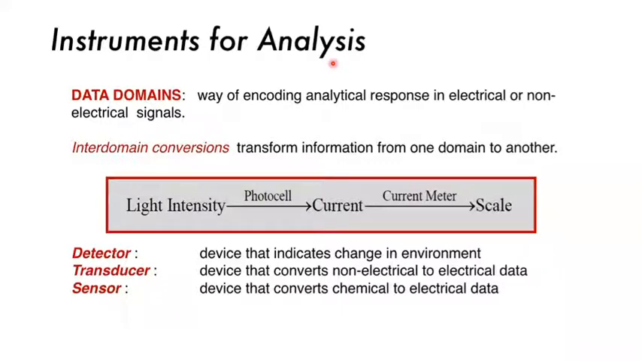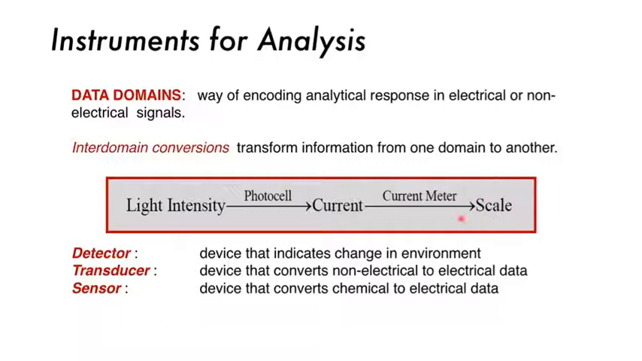Instruments for analysis. Data domains are the ways of encoding analytical response in electrical or non-electrical signal. Interdomain conversions then transform information from one domain to another. So this is like taking the light intensity here. Light intensity is converted into a current using the photocell, and then that current is measured using the current meter and transposed onto a scale.